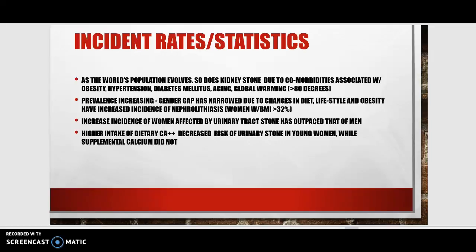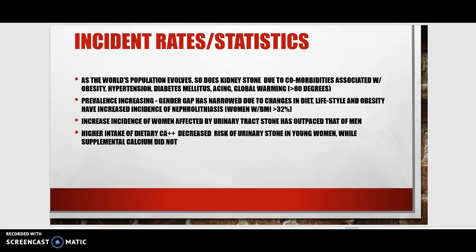With global warming, when temperature is greater than 80 degrees, you have more reported incidents of kidney stones. The warmer the climate, the more people sweat or become dehydrated. You have these kinds of occurrences happening more often. So it puts people at higher risk.